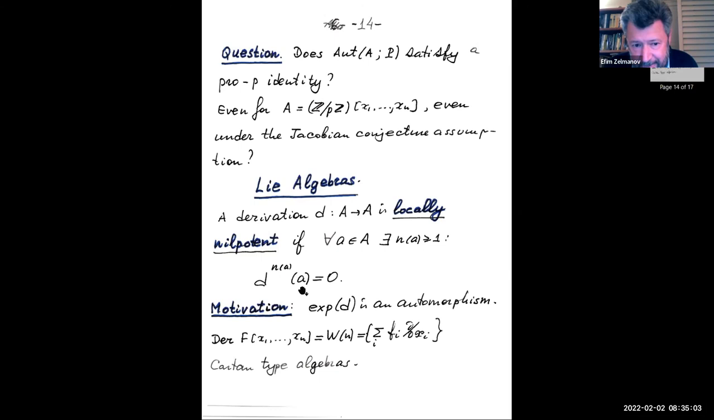A motivation: if the characteristic is zero, then you can take exponents of locally nilpotent derivations and get automorphisms. Now, the algebra of all derivations of the polynomial algebra, the so-called polynomial Cremona algebra, is a very well-known algebra. It's one of the algebras of Cartan type, described by Élie Cartan in a different context.